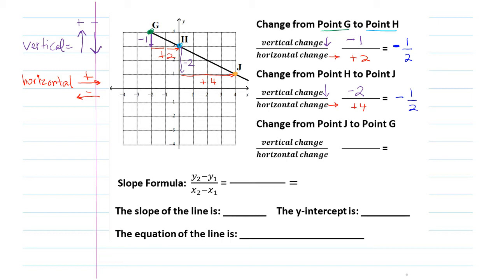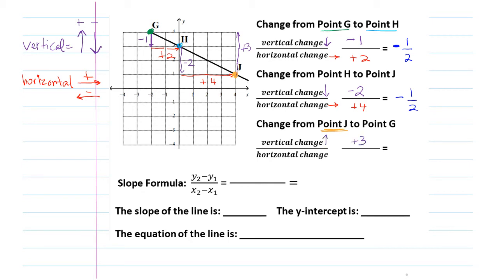Okay, are you noticing a pattern here between the first two? Same line. Let's look at two more points. I'm going to look at point J here, and I'm going to work backwards to get to point G. So let's try that. Our vertical change. This time, if I'm going from point J to G, I would have to go up 1, 2, 3. I have to go up 3. So if I have to go up, that would be a positive 3.